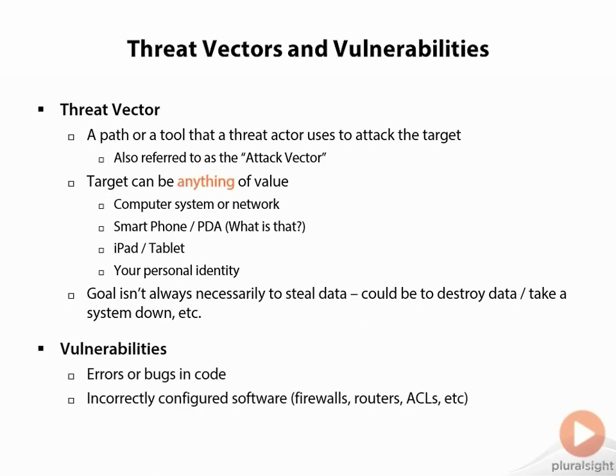All right, and then vulnerabilities are the errors or the bugs in code. Incorrectly configured software, firewalls, routers, access control lists, and so on and so forth. So a vulnerability is anything that allows an attacker to basically penetrate our defenses. So again, it could be something that's really not through our own fault. It could be a bug or an error in our operating system or the OS on our router or firewall, something that we don't have direct control over. Or it could be something that is within our control that is incorrectly configured. So software on our firewalls, routers, ACLs, et cetera, et cetera.